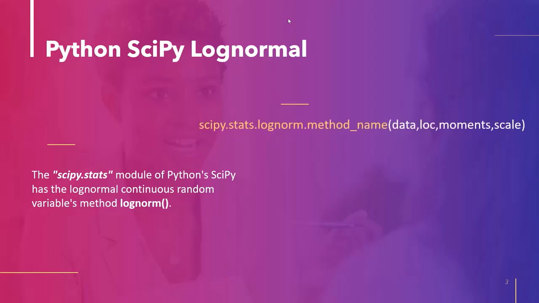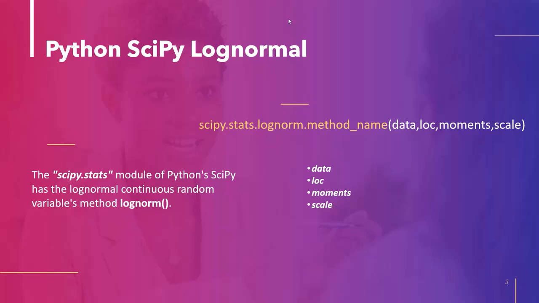scipy.stats.lognorm.method name. The method name can be any method like rvs, cdf, pdf. It can be any method of lognorm. Let's know about its parameters, where data is a collection of values or points that reflect uniformly sampled data as an array of values. Loc is used to provide the mean and has a default value of 0. It is used to compute statistics like the mean, kurtosis, and standard deviation. Scale is used to indicate the standard deviation, which is set to 1 by default.